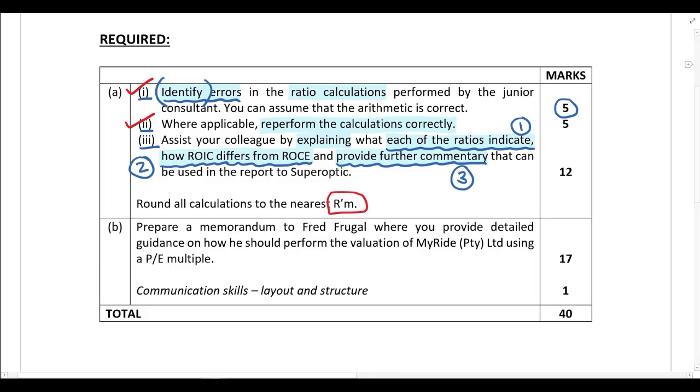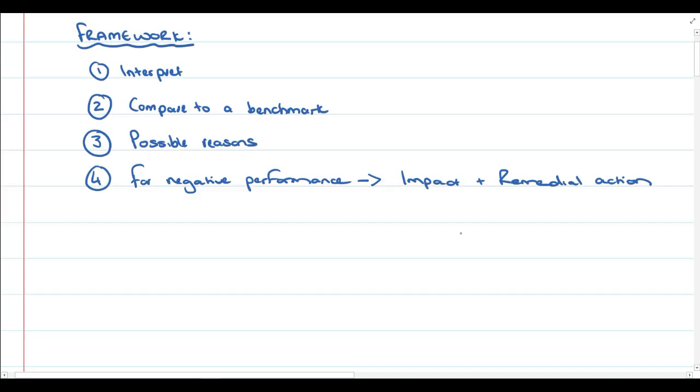Now, when it comes to the discussion of ratio calculations, I've provided you with this framework. First, you need to interpret the ratio, and that comes directly from your lecture notes. But I'm also going to show you how to interpret the ratio by applying logic, because it's a lot easier to remember if you're able to apply logic rather than just memorizing a whole bunch of things from the lecture.